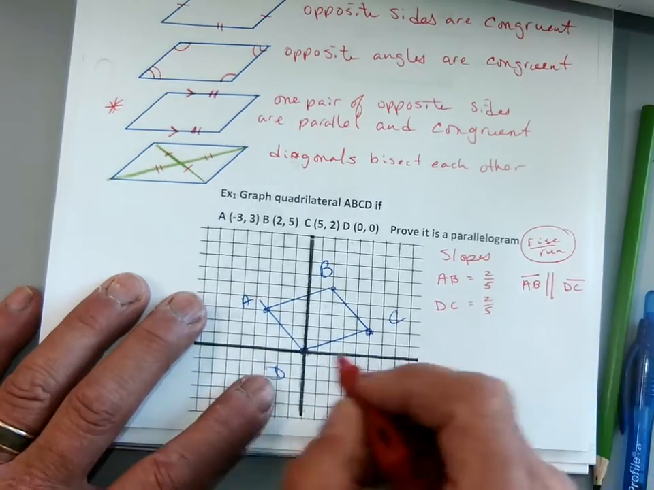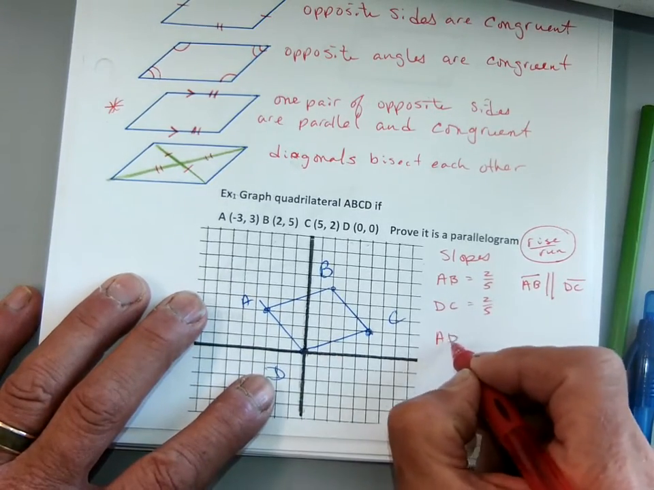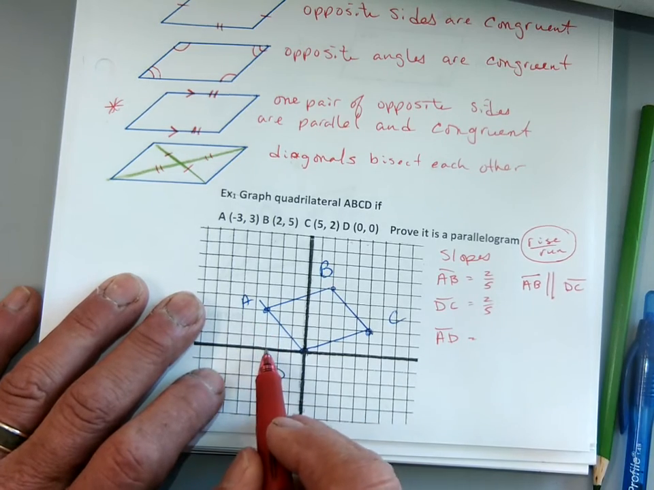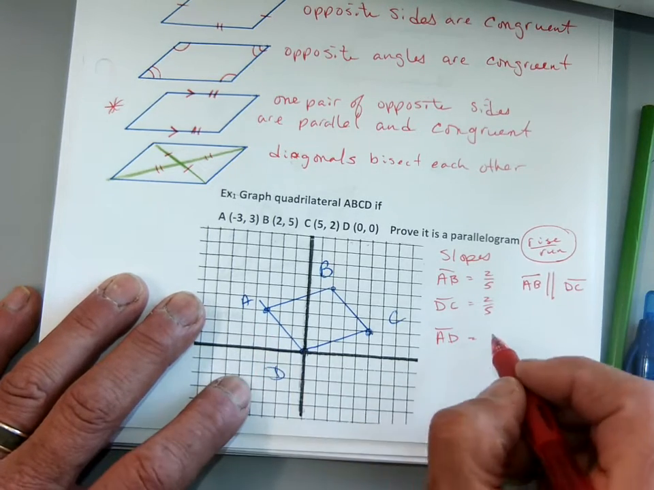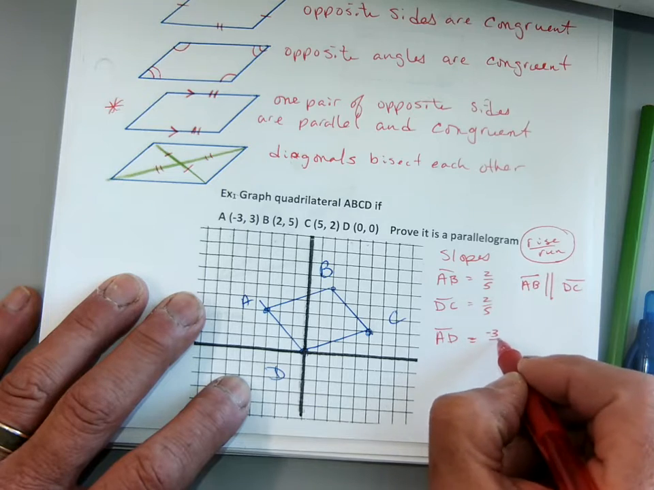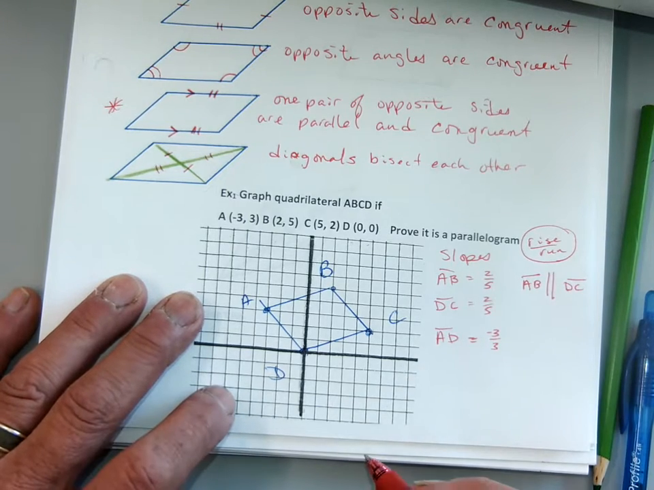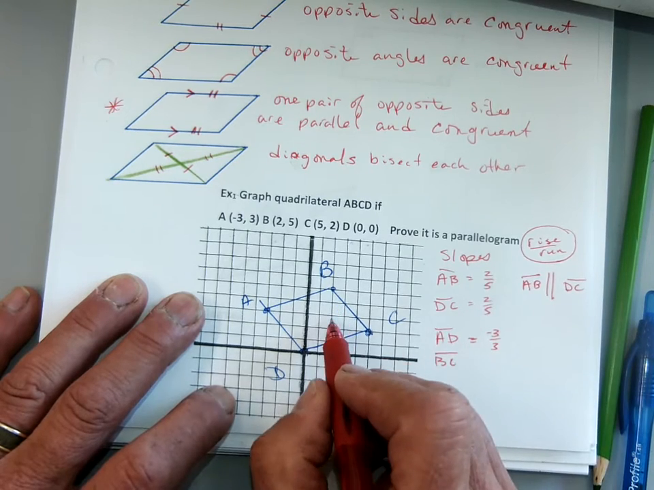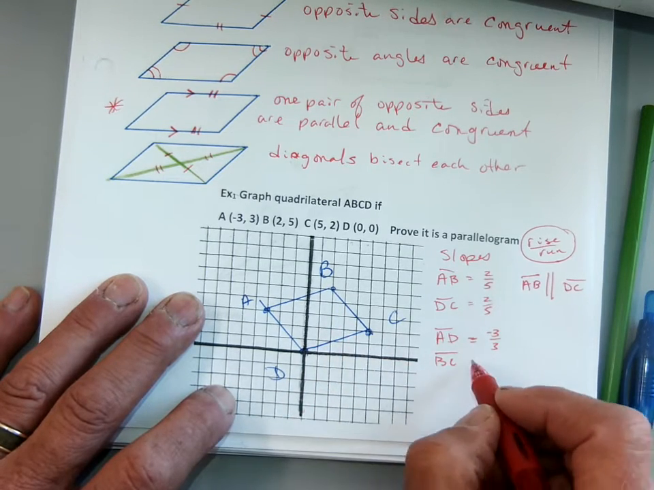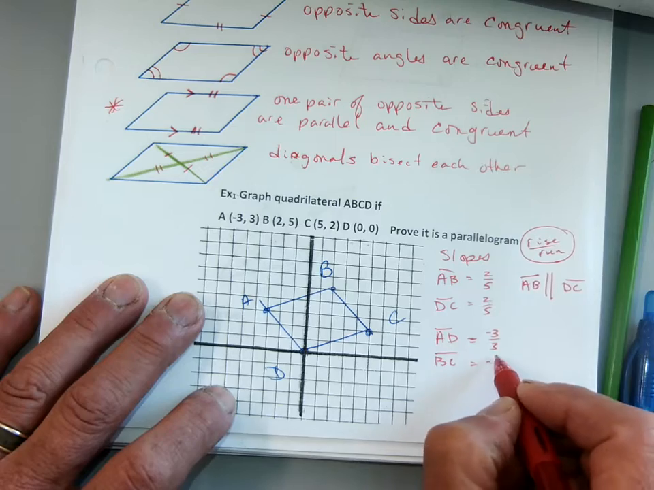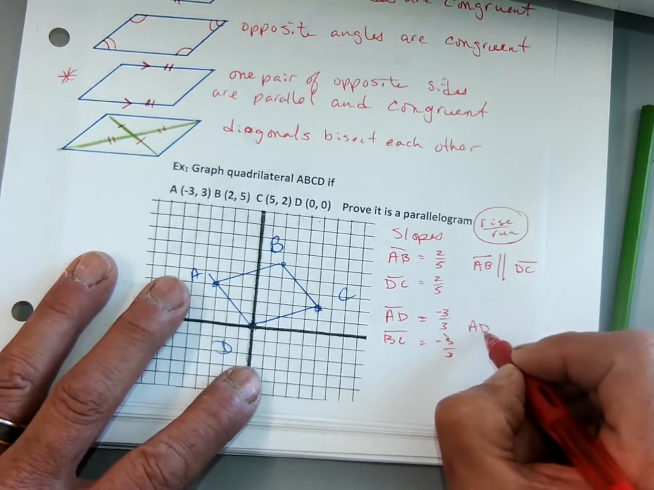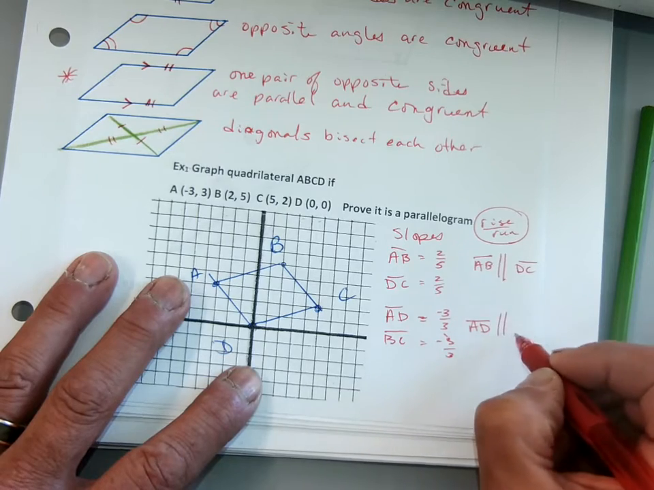How about A to D? Let's figure out AD. What's the slope of AD? Down 3 over 3, which is the same thing as 1 over 1 or -1. And what's the slope of BC? Well, let's count it. Down 3 over 3. Same slope. So I can say that AD is parallel to BC.